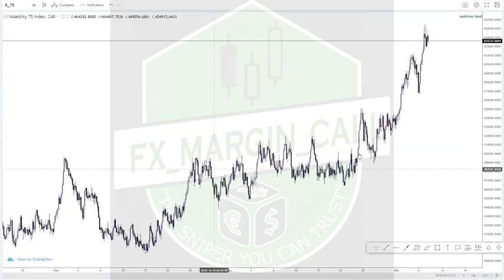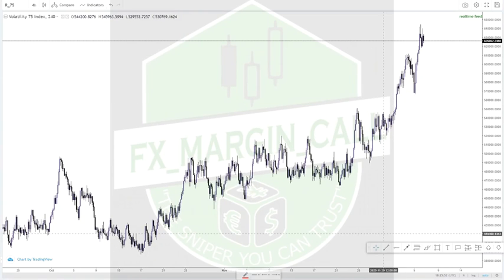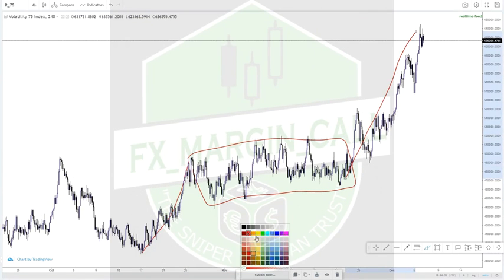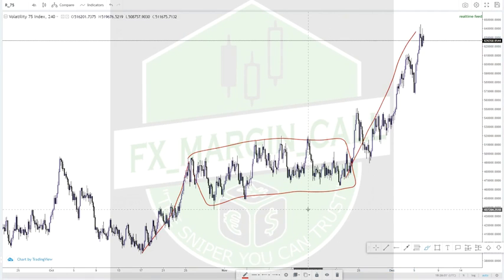We have that impulse, the correction, the last leg of the impulsive phase. And within that, we have the impulse, the correction, the last leg of the impulsive phase. And within that, we had the micro one. Let me draw the micro one. We have the impulse, the correction in the form of an asymmetric triangle, and the last leg of the impulsive phase pushing price to the upside.